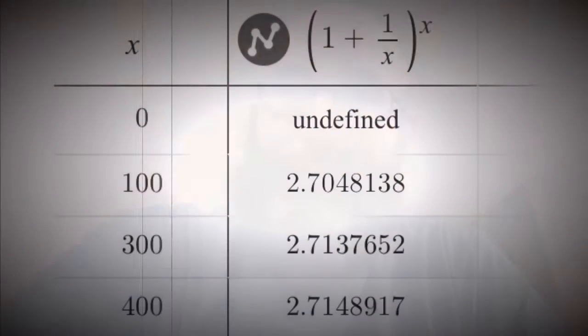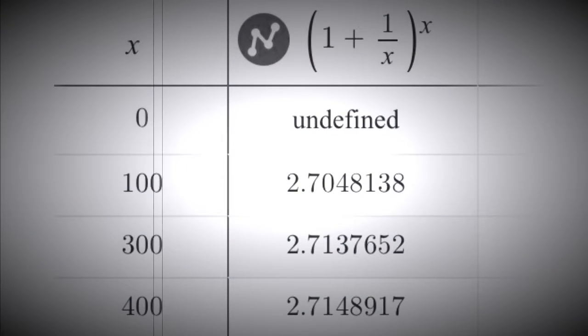Happy Friday. So the first thing we're going to do is graph y equals (1 plus 1 over x) to the x power. We're going to notice that as our x's increase by the hundreds or 200s, they get closer and closer to a value. This value is approximately 2.7183 if we round it. That is what we know as e.